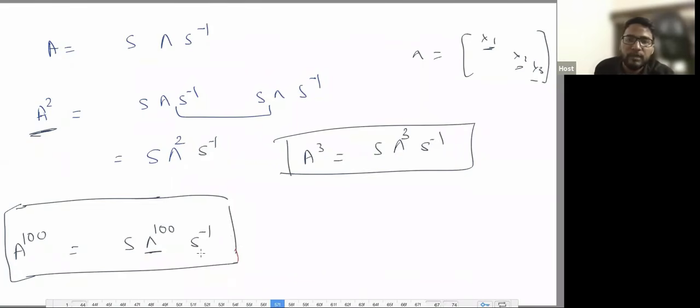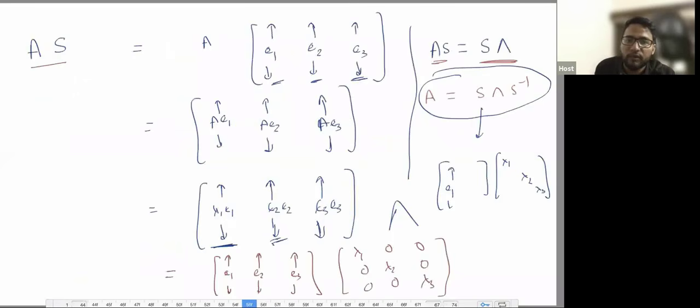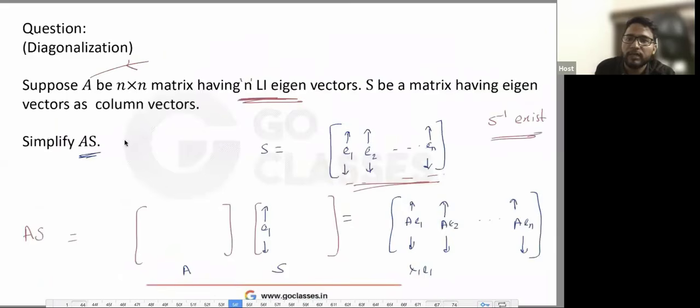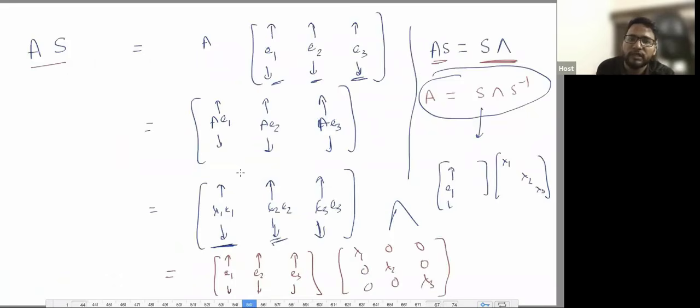From the GATE point of view, you only need to understand this: if A is given to you and you have n linearly independent eigenvectors, can you simplify this AS? Yes, you can do it. A into S will be like this. So very easy, you should be able to do it. Then you can write A equal to S lambda S inverse. This should be done from the GATE point of view.